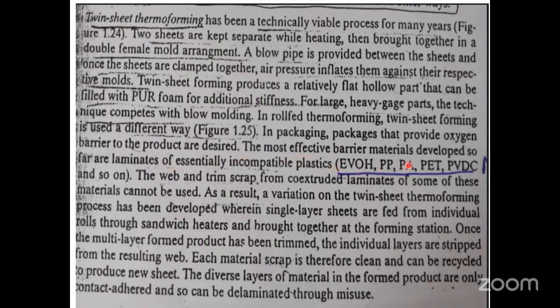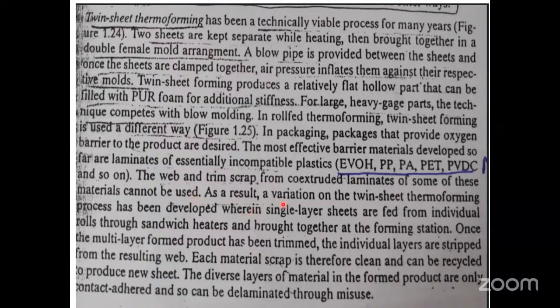The most effective barrier material developed for these are the laminates. They are essentially incompatible plastics: ethylene vinyl alcohol, polypropylene, polyamide, polyethylene terephthalate, and saran, PVDC. These are generally materials which are incompatible with each other, and they provide a good barrier property for oxygen. Now, the web and trim scrap from co-extruded laminates of some of these materials cannot be reused because they are mixed together.